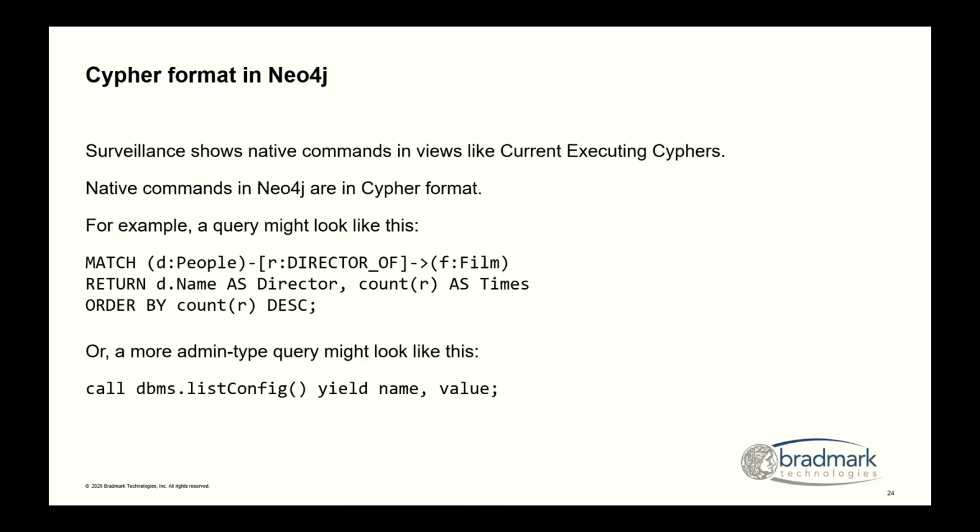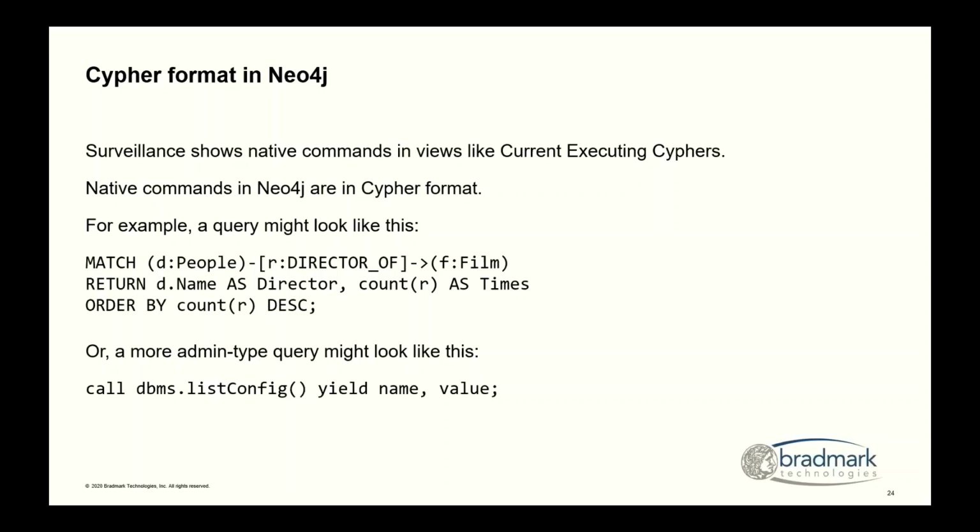So surveillance does show the native commands and views like currently executing ciphers. They're in cipher format, and this is an example of a kind of query. You can see here we have a query involving people and films and directors. For a lot of this you'll see it's kind of James Bond oriented. So there's people and films and villains and cars and that kind of stuff. This query does a match, and then it returns straight to columns. It does an order by. So this is the kind of query you would see for a particular query.